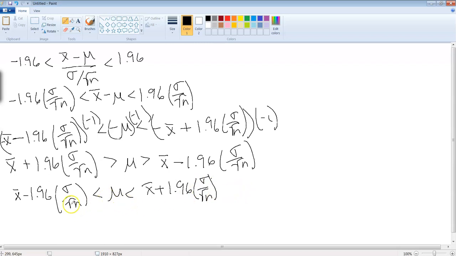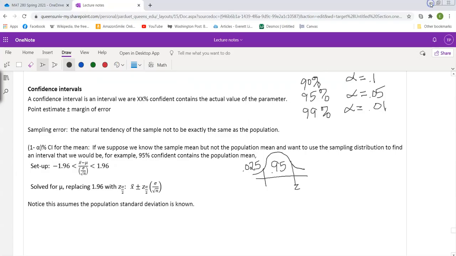All right, so what we end up with is an interval that can just be written as x bar plus or minus 1.96 times sigma over the square root of n. And that's what we have over here, with one exception. I should clarify what z alpha over 2 means.